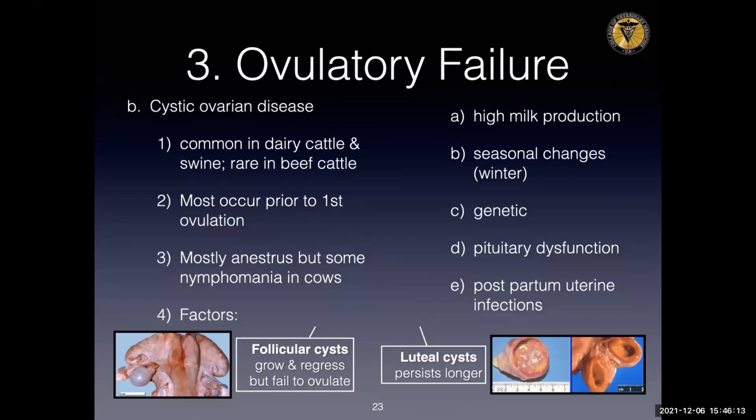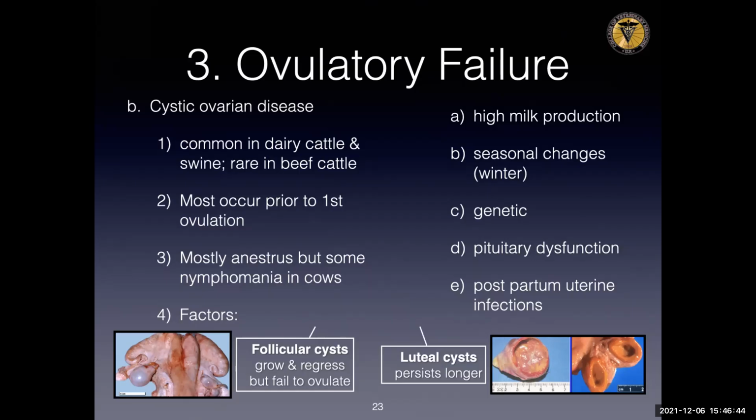estrus cycles. Okay. Aside from follicular cyst, which you will see on the bottom left side, we can also have luteal cyst. And for you to determine via rectal palpation, the follicular cyst would feel like a very big balloon with water inside, and even with slight touch, it can erupt. Okay, but with luteal cyst, it feels like a very hard ball that even if you pinch it, you will not be able to rupture it.